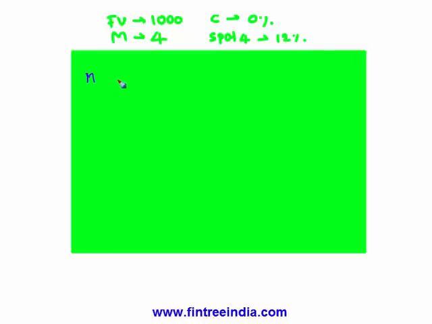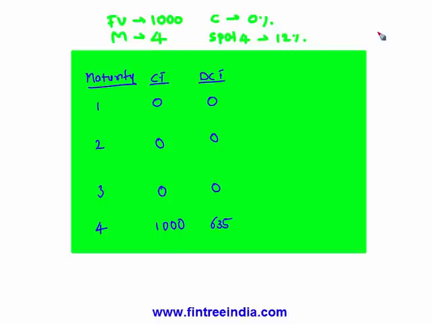So I am building the same table. Maturity year 1, year 2, year 3, year 4. Cash flow 0, 0, 0 and 1000. Discounted cash flow 0, 0, 0. How much is this? 635. This is calculated as 1000 divided by 1.12 raised to 4.